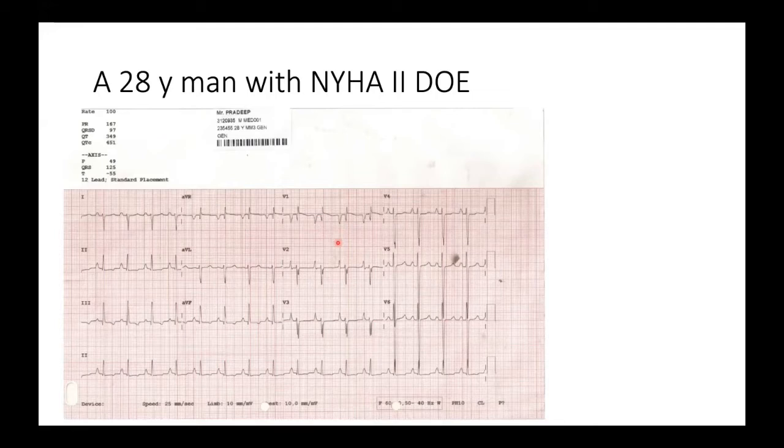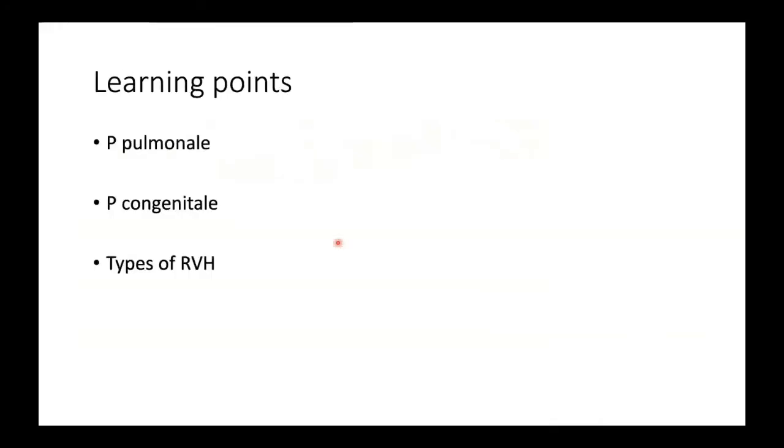Now, this is mostly common. This type of ECG is found in non-congenital cyanotic heart disease. It is usually found in patients with some form of tricuspid stenosis, where there is a right atrial enlargement, or a restrictive cardiomyopathy of the RV type, or any RV cardiomyopathy in that sense. So the learning points I already told you: P pulmonale, and you know how to distinguish the types of RVH.